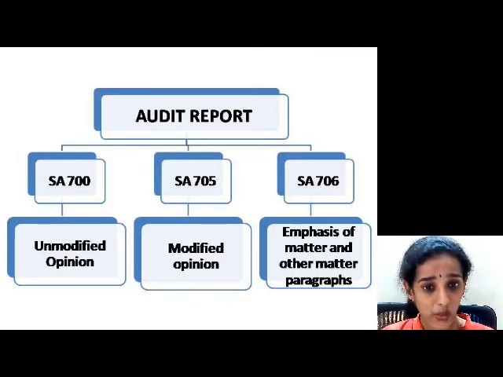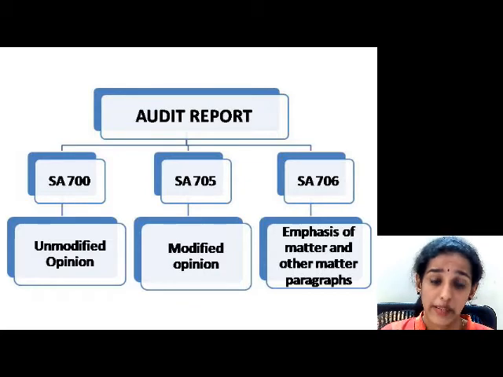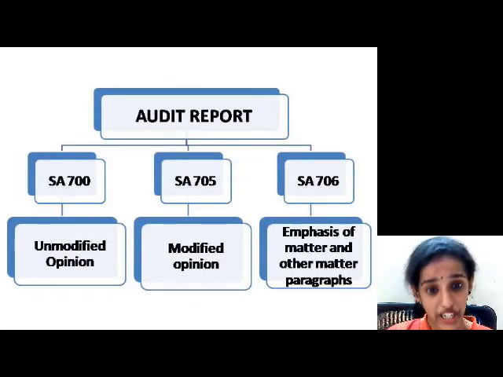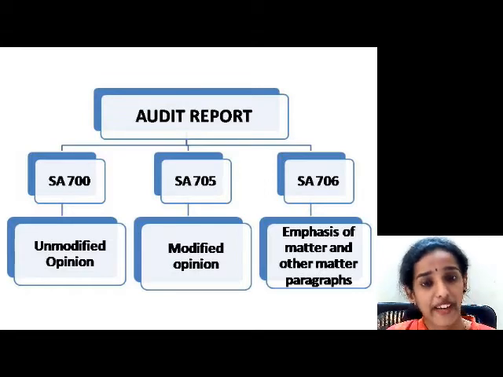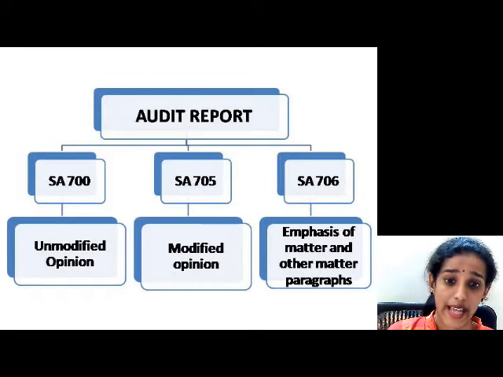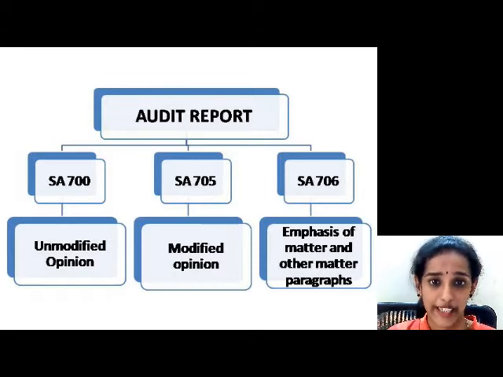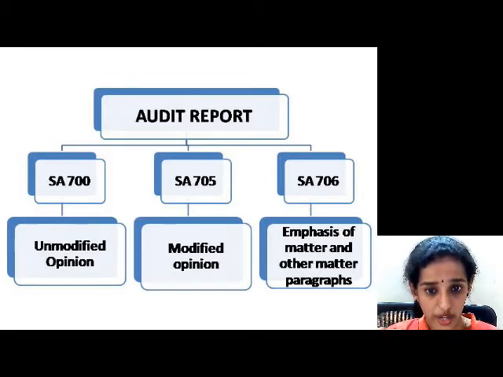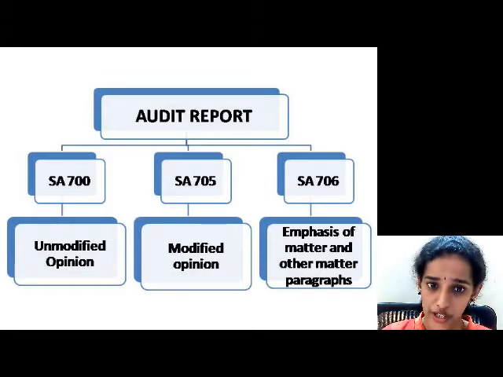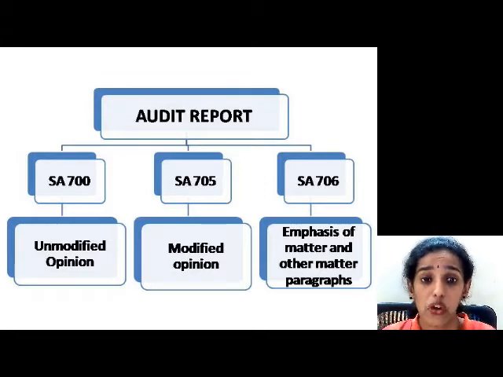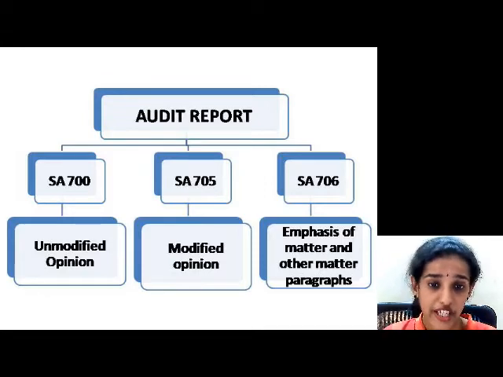Now, second, we'll be learning about SA 705. In the next session, we'll be covering SA 705, which is a modified report. That means whenever there is some kind of modification to the audit report, we'll be making use of SA 705, and lastly SA 706. 706 means emphasis of matter and other matter paragraph. These two, emphasis of matter and other matter paragraph, are included as a part of your audit report. We'll go into detail on what each of them means.